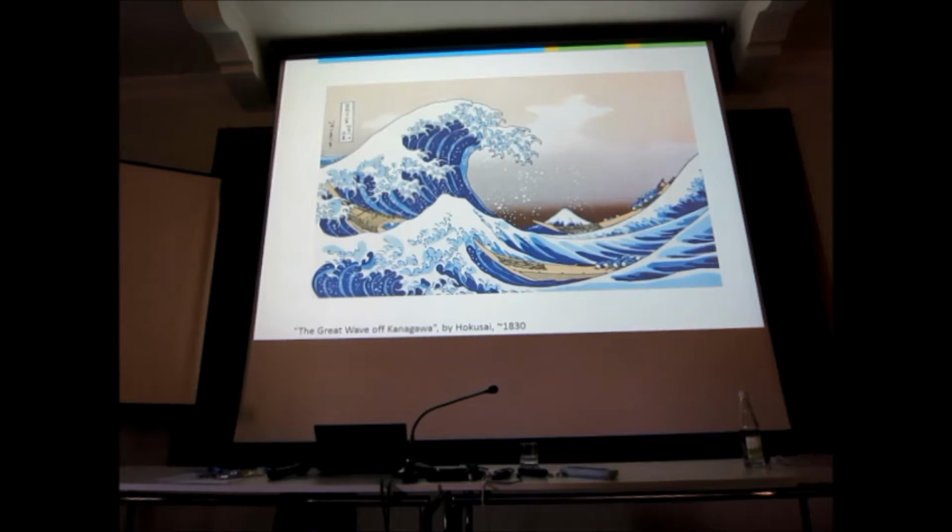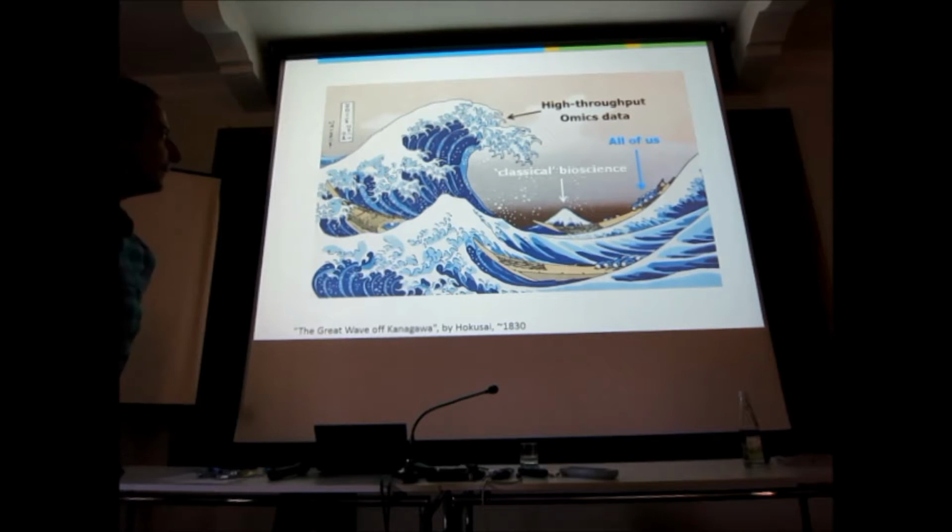Everybody knows this picture, right? It's the Great Wave of Kanagawa by Hokusai. And I think it's a beautiful metaphor for our life in the omics fields. Because this is high-throughput omics data. This is classical bioscience. It's the rock in the background, right? It's the one gene, one protein, one PhD in biochemistry style of things, where everything is under control. And this is all of us. So, how do we deal with this? What do we do? You can see this as a threat. You can also see this as an opportunity.